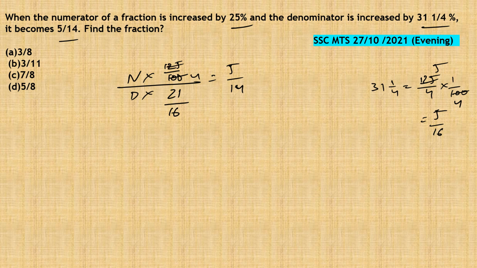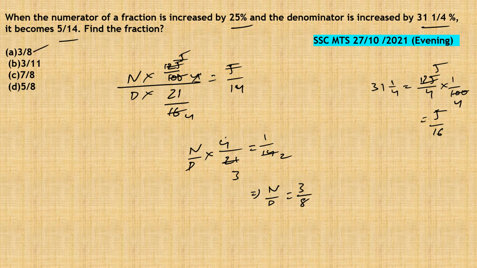25 4s are 25, 5s are 4, 4 4s are 16, 5 5s are cancelled. Now numerator by denominator into what we have left, 4 goes up, 4 by, and in the denominator 21 is left, is equals to 1 by 14. 7 2s are 14, 7 3s are 21, and the numerator by denominator, if you cross multiply, that is 3 by 8 is the answer. Option number A.